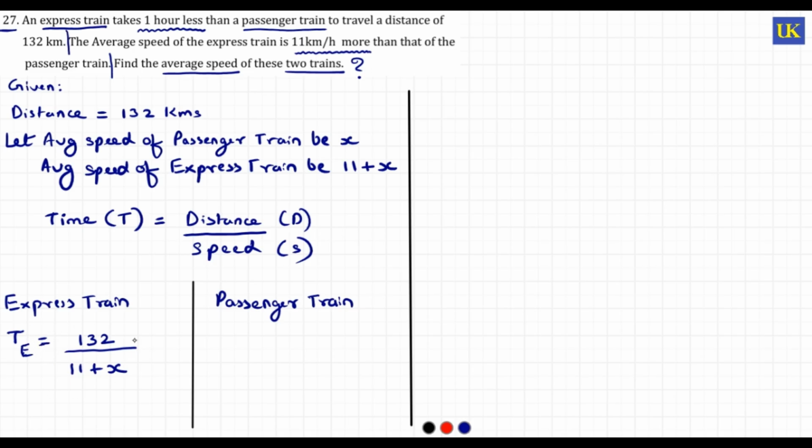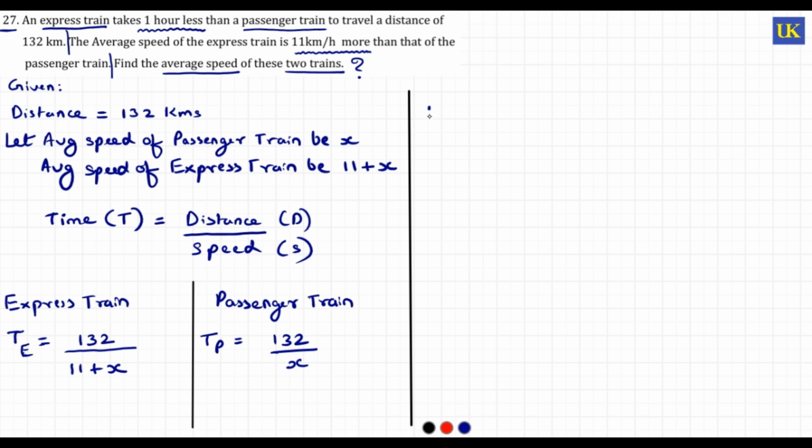Alright. Now similarly, I will write the details for the passenger train looking at the formula. So I'll take it as TP. So the distance is the same, 132, and the speed is how much for the passenger train? It is x. So I will write x here.